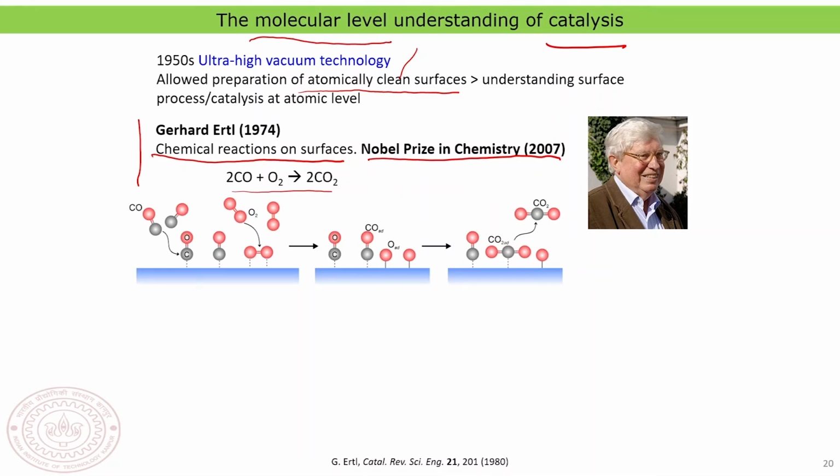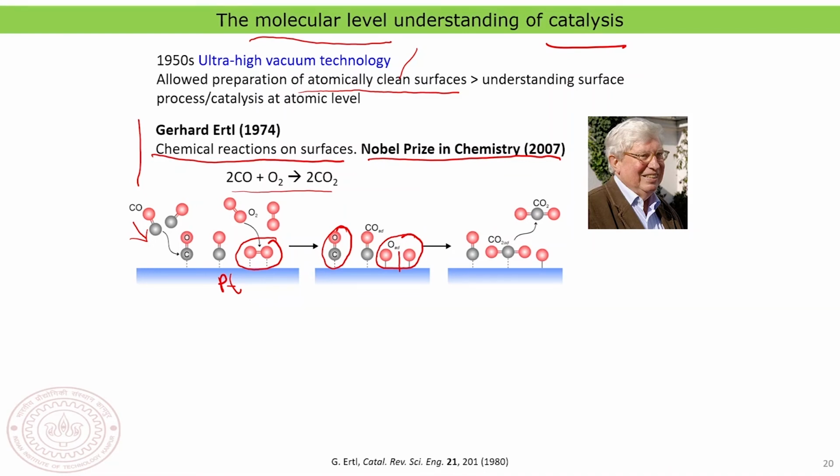So we take a surface. This could be, for example, a platinum surface, because Gerhard Ertl focused his research mainly on platinum. On platinum, you adsorb the carbon monoxide and oxygen. These are the gas phase molecules, and they adsorb on the surface. Once they adsorb, you have the adsorbed carbon monoxide and also the adsorbed oxygen species. But the interesting thing is that upon adsorption, the oxygen molecule breaks into two different reactive oxygen species.